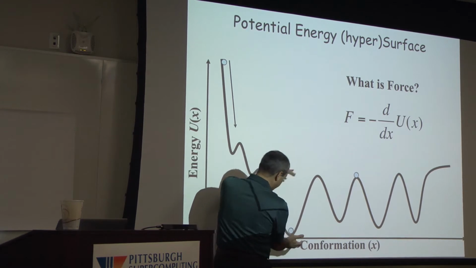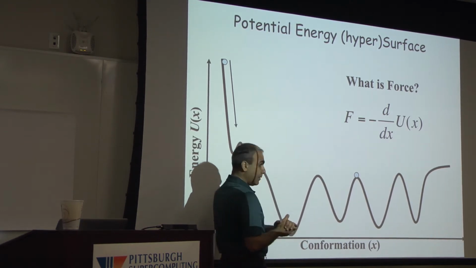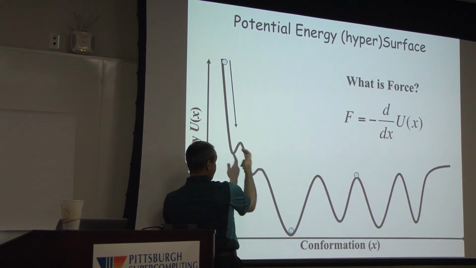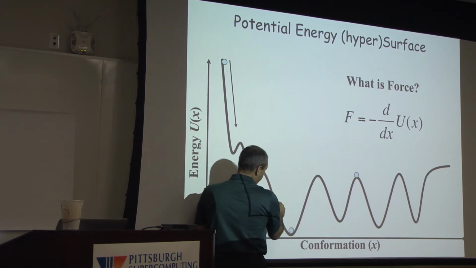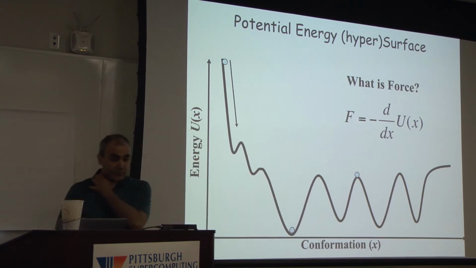I can define this as my state. This is one of the states I have. This could be another state. I could define this as a state, this as a state. And you can imagine this is just a schematic, so these are all very rugged landscapes, especially for atomistic simulation.